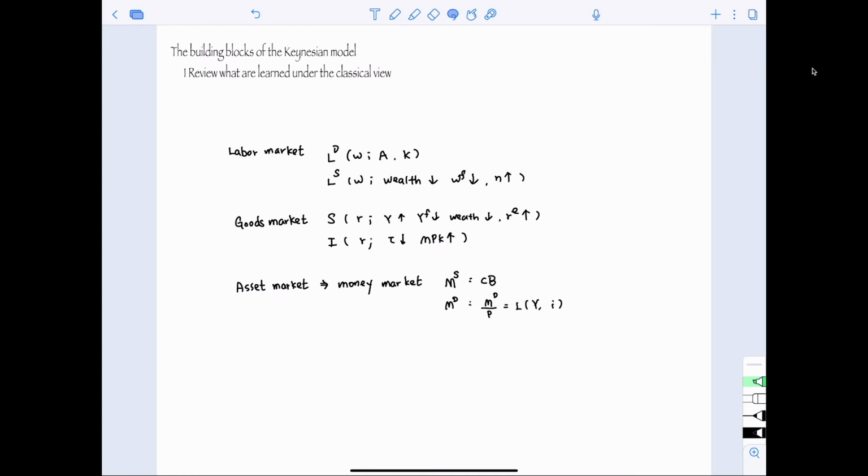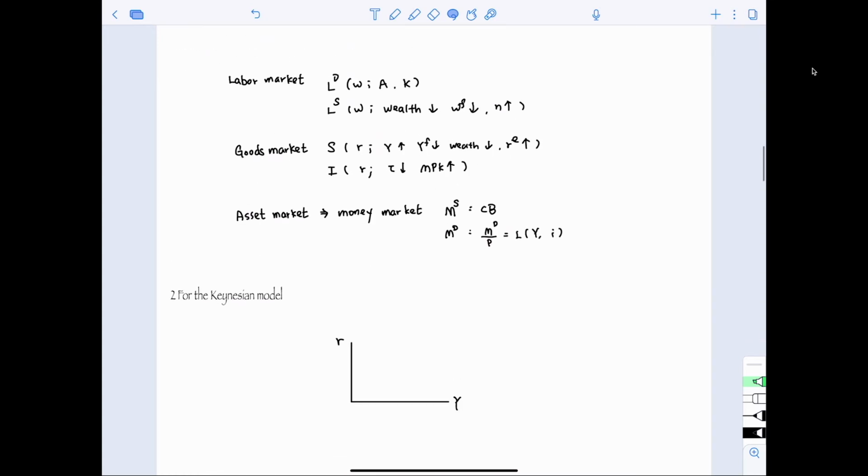So when we want to derive the building blocks for the Keynesian analysis, we want to look at the equilibrium of all the markets. But under this analysis, we want to draw a graph that captures the relationship between the real interest rate and the output size for all the markets. That is, when the labor market, goods market, and asset market are in equilibrium, what should be the relationship between the real interest rate and the output?